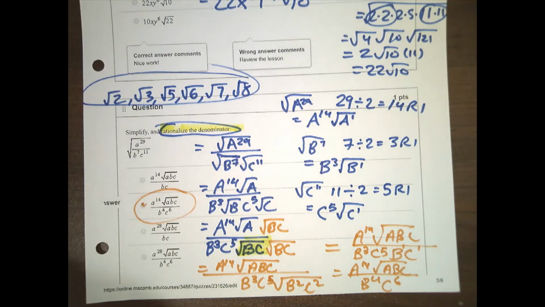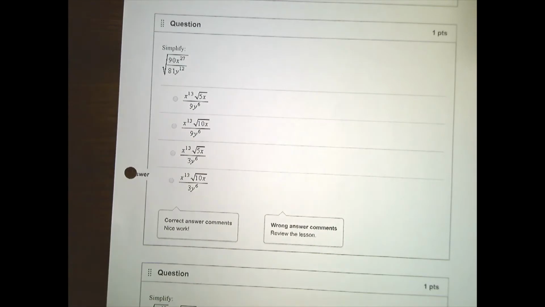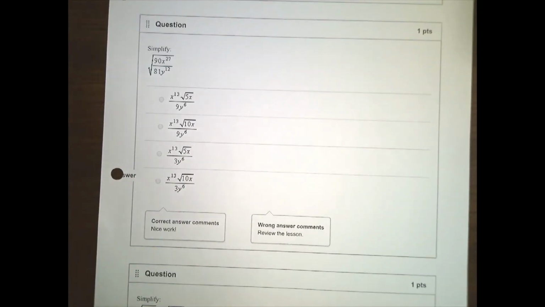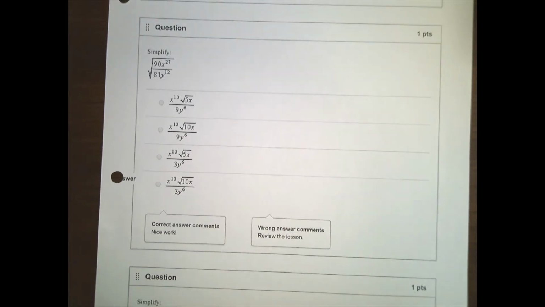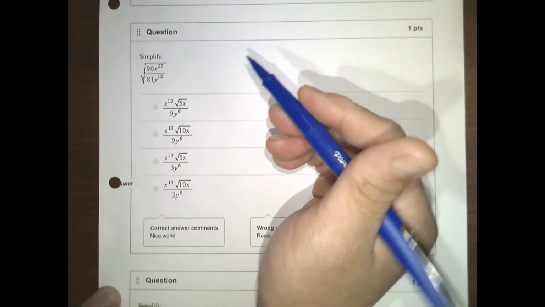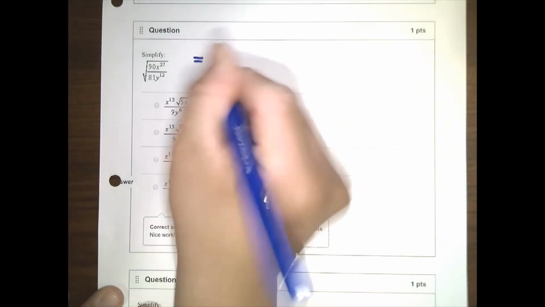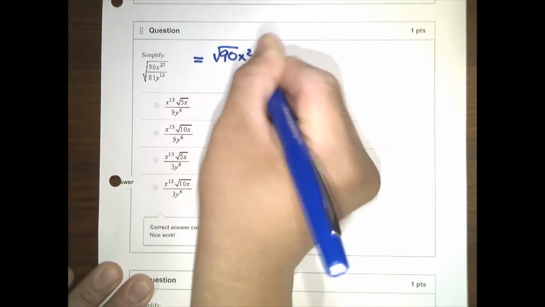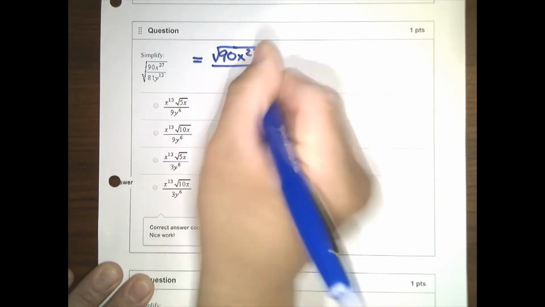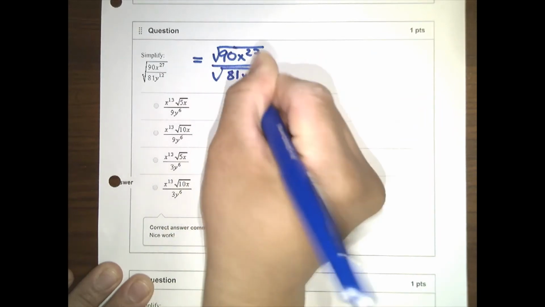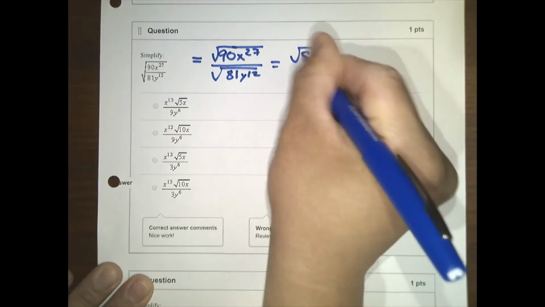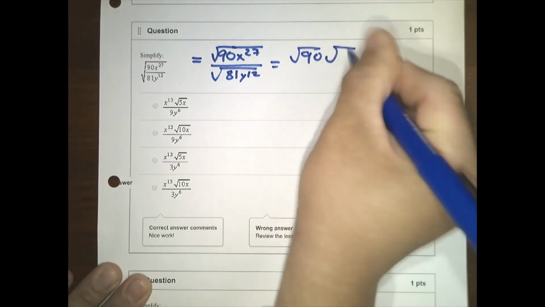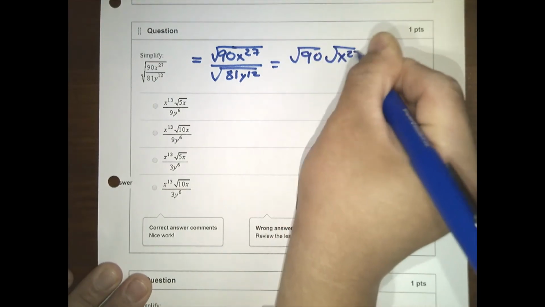All right, let's try another one here. We have the square root of 90, x to the 27th, over the square root of 81, y to the 12th. So let's write this as square root of 90, x to the 27th, and then we have square root of 81, y to the 12th. All right, square root of 90, I can't do that. Square root of x to the 27th, I can't do that.